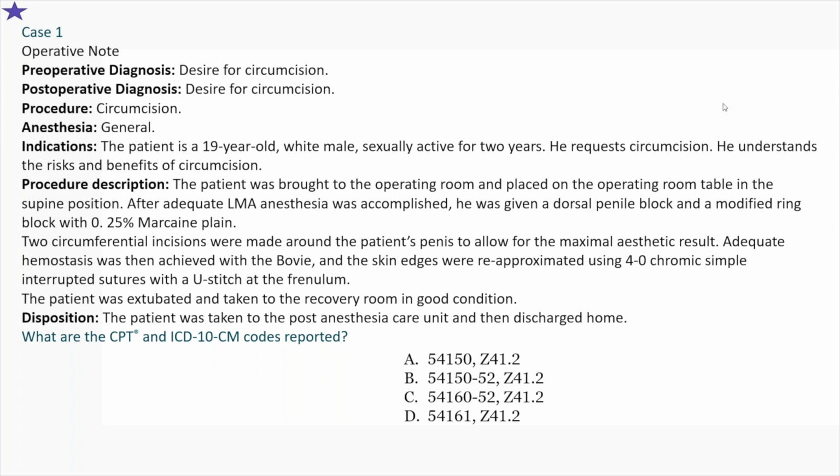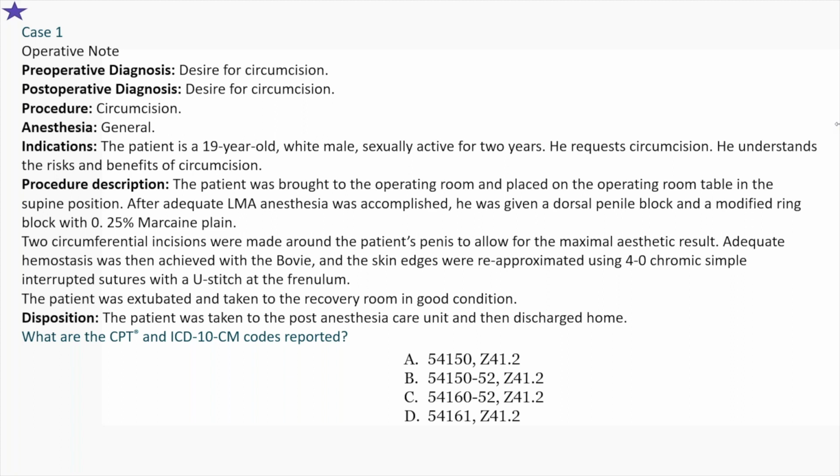Coders, you guys are doing great. Last one. What are the CPT and ICD-10-CM codes reported? A, 54150, Z41.2. B, 54150 modifier 52, Z41.2. C, 54160 modifier 52, Z41.2. And D, 54161, Z41.2. Operative note: preoperative diagnosis, desire for circumcision.